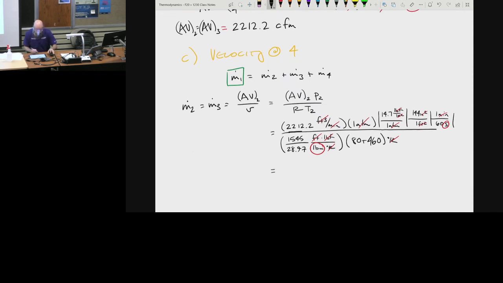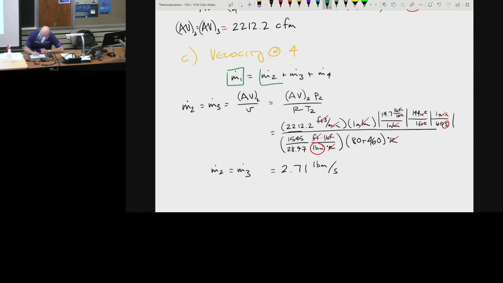And so now we have to see if we can plug it into our calculator properly. 212.2 times 14.7 times 144 divided by 60 divided by 1545 divided by 80 plus 460 times 28.97. It gives me that my mass flow rate at 2 is equal to my mass flow rate at 3, which is equal to 2.71 pounds mass per second.